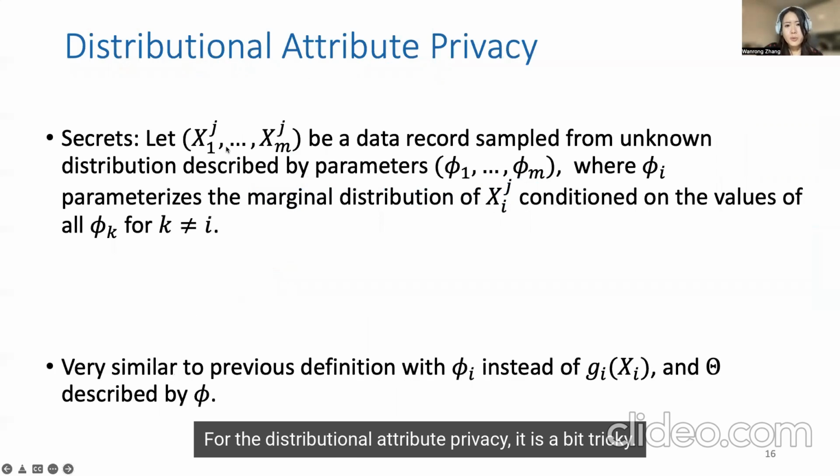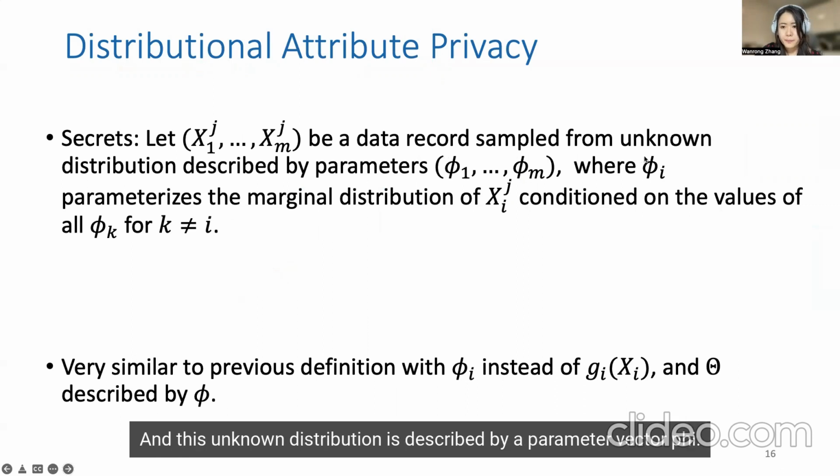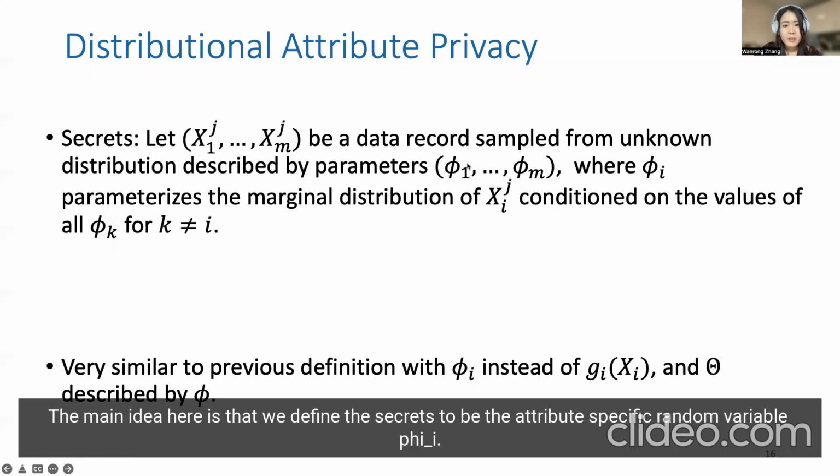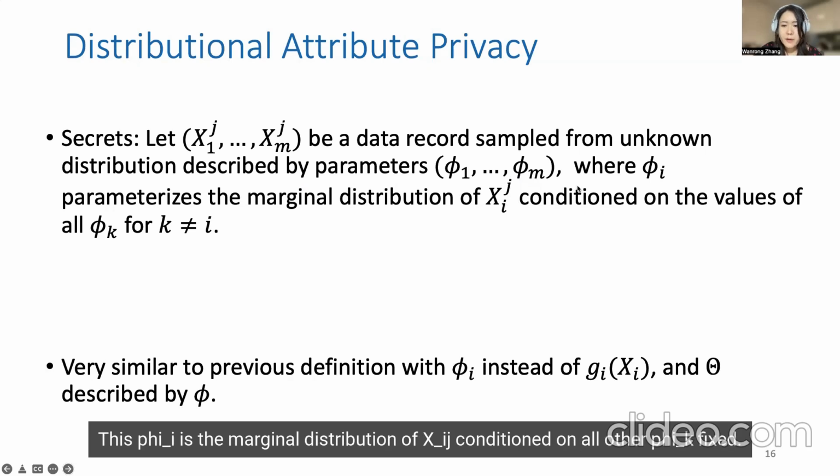For distributional attribute privacy, it's a bit tricky. We let X_i is a data record sampled from an unknown distribution. And this unknown distribution is described by a parameter vector phi. The main idea here is we define the secrets to be the attribute-specific random variable phi_i, and this phi_i is a marginal distribution of X_i conditioned on all other phi_k fixed.